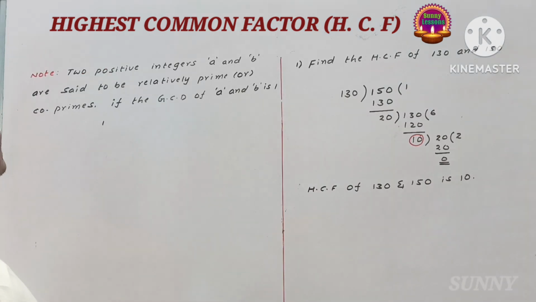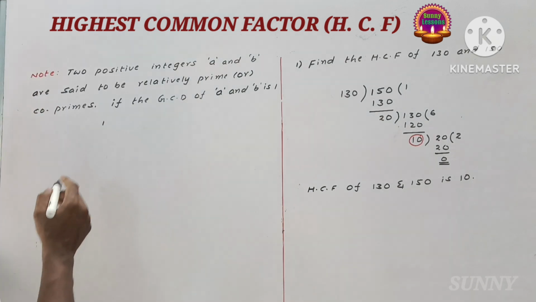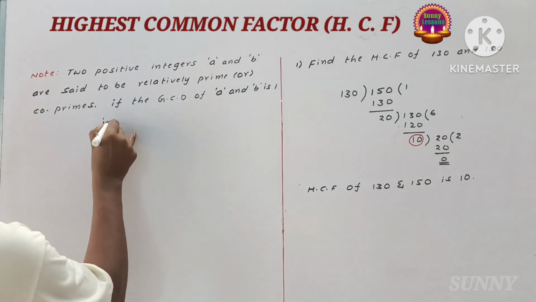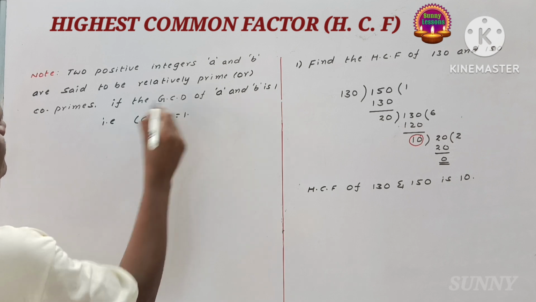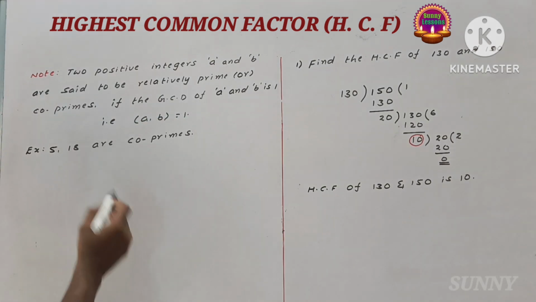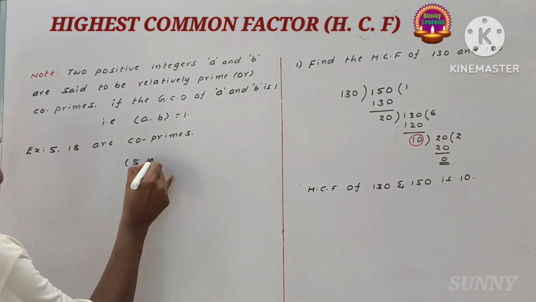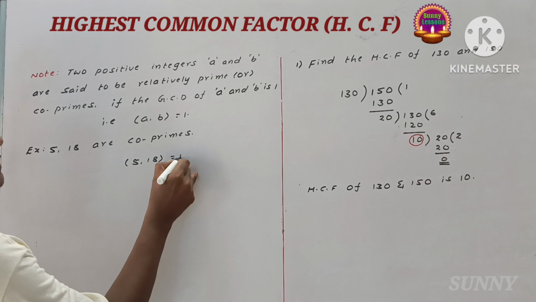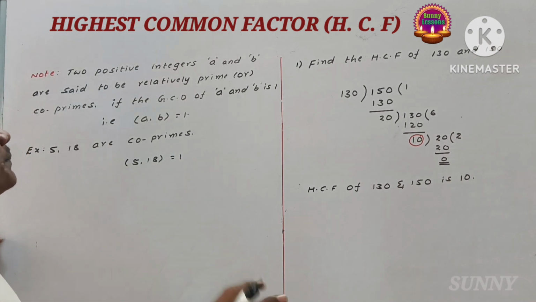The note point is: two positive integers A and B are said to be relatively prime or co-primes if the GCD of A and B is 1. It is denoted by (A, B) is equal to 1. Let us take an example. 5 and 18 are co-primes. The GCD of 5 and 18 is 1. So 5 and 18 are called relatively prime or co-primes.